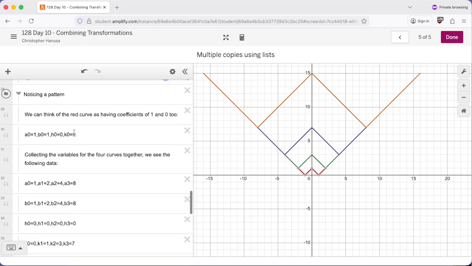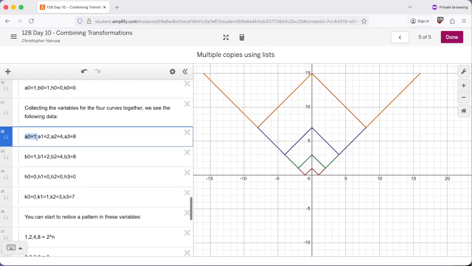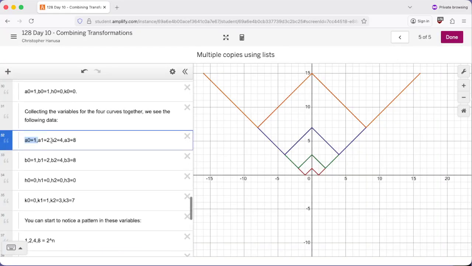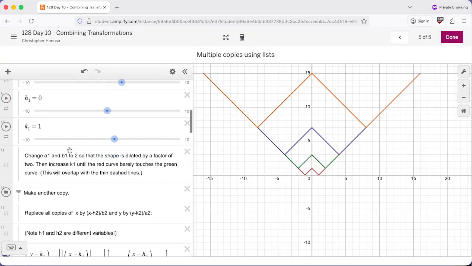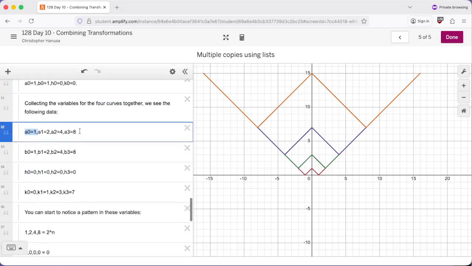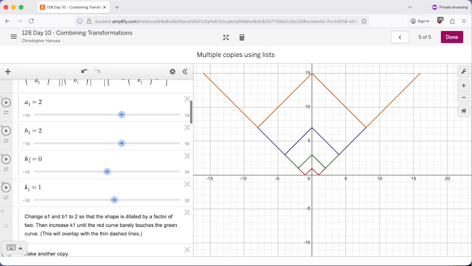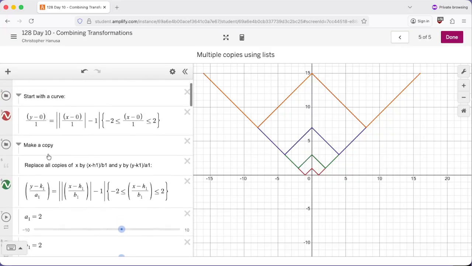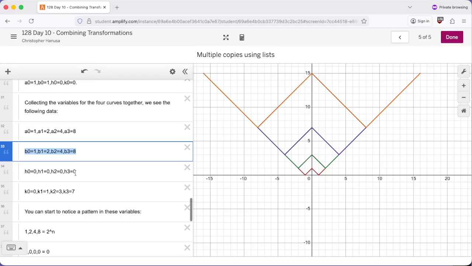So if we're looking at this pattern, we would see that the A's have this pattern. A0 is 1. A1 is 2. A2 is 4. A3 is 8. That is, if we look here, A1 is 2. A2 is 4. A3 is 8. That was this pattern. The A's have this pattern: 1, 2, 4, 8. And the B's also have this pattern: 1, 2, 4, 8. And I think I said this before, H1 is 0. H2 is 0. H3 is 0. They're always 0. 0, 0, 0, 0.